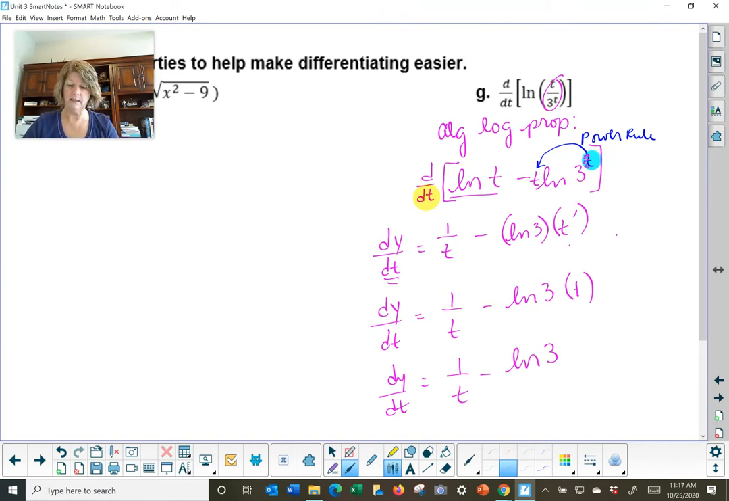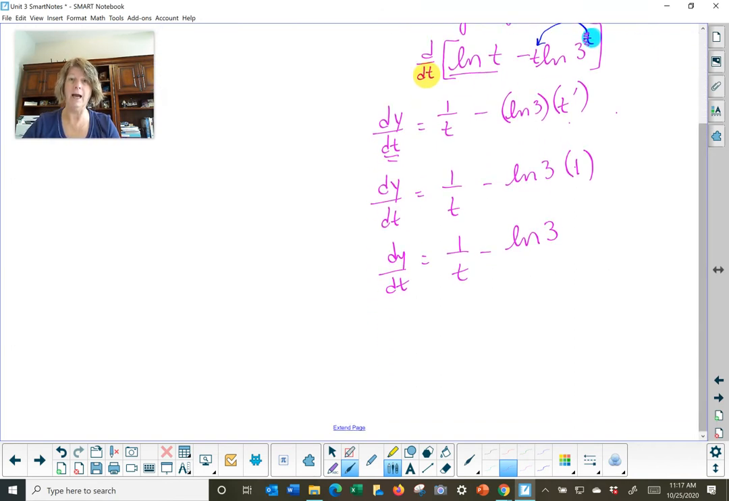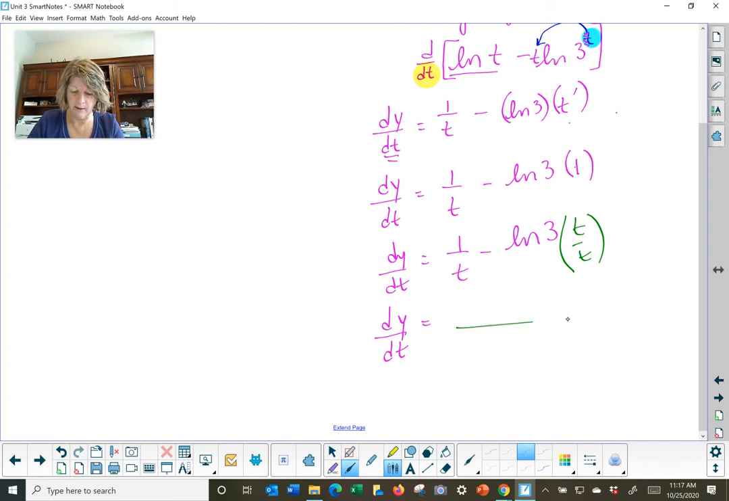Could you put this together as one fraction? I hope you can. That is an algebraic skill that should be easily available. I would just simply need to multiply by t over t, wouldn't I? To create a common denominator of t, and then I would end up with 1 minus, I'm going to put the t in front of my natural log of 3. So what would be acceptable on a test? Either that line or that line. Very good.